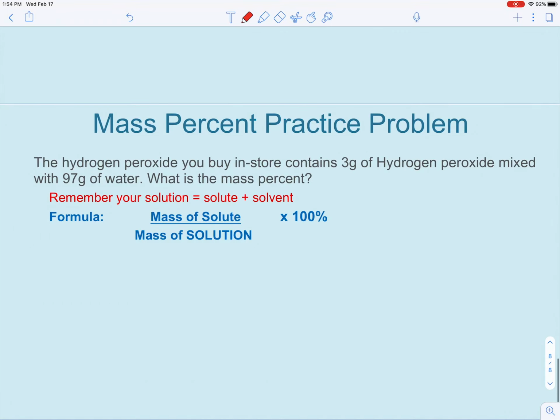All right, our last practice problem here. The hydrogen peroxide you buy in store contains about 3 grams of hydrogen peroxide mixed with 97 grams of water. What is the mass percent? So our solute, remember, is whatever we have less of. So that's going to be our 3 grams. Our solution is solute plus the solvent. So 3 plus my 97 grams of water.